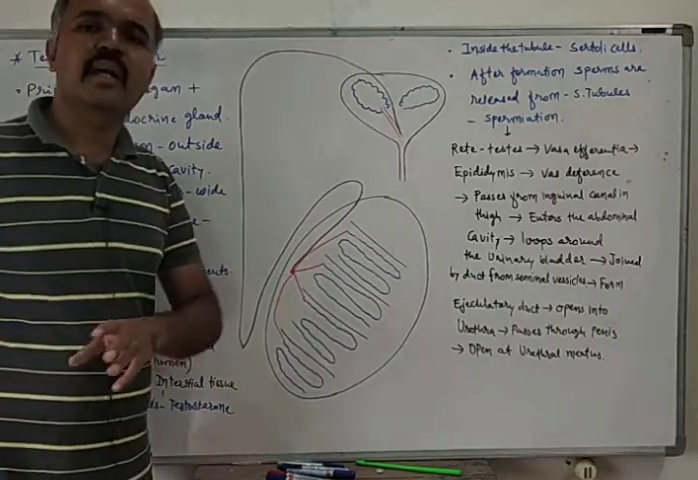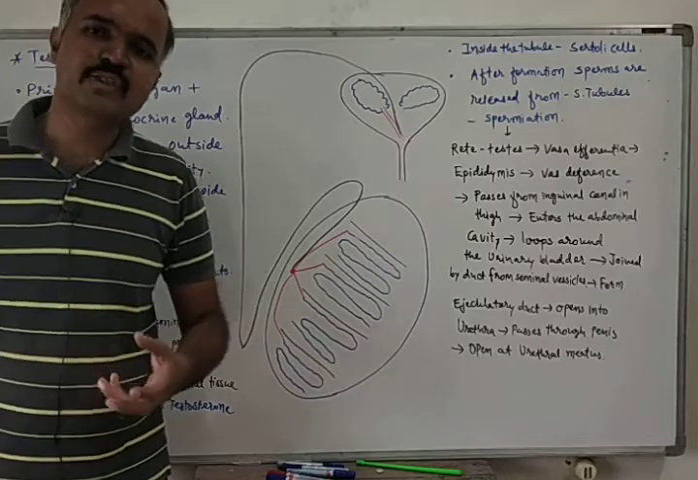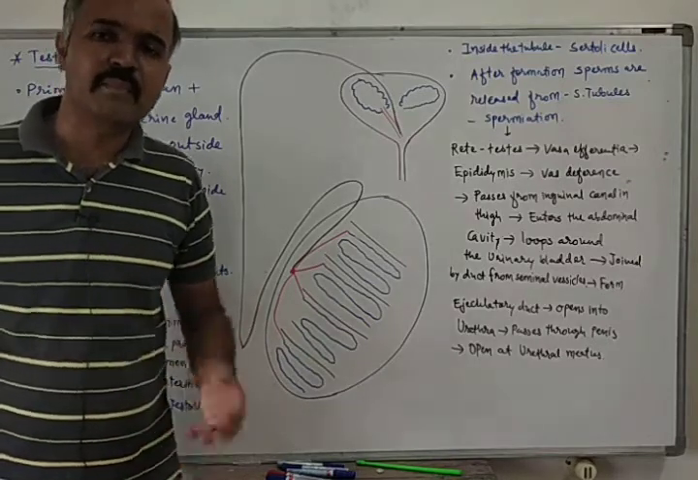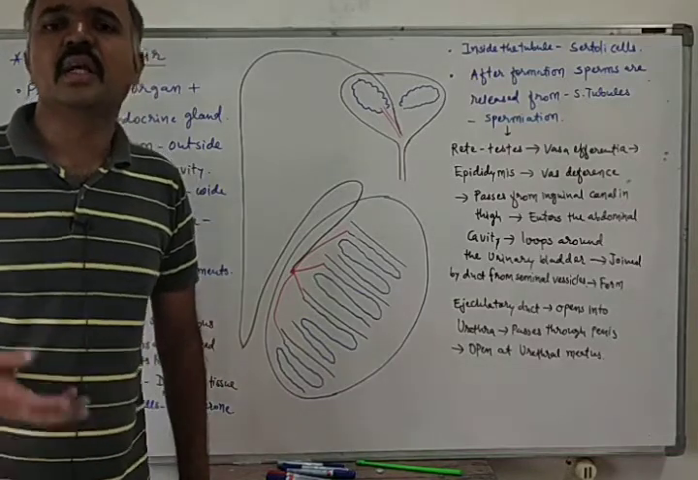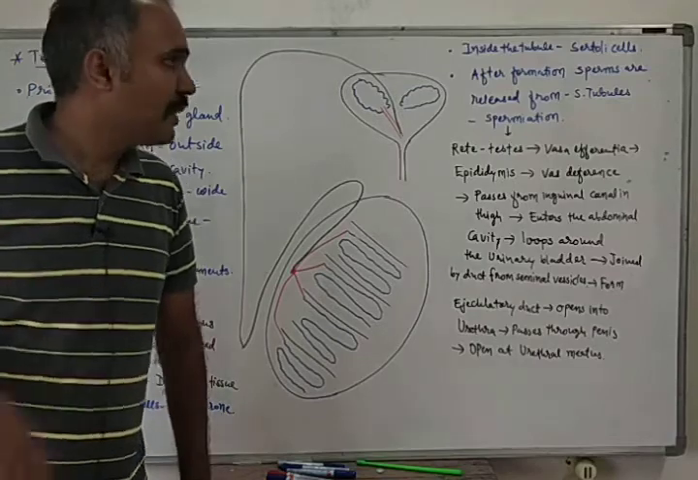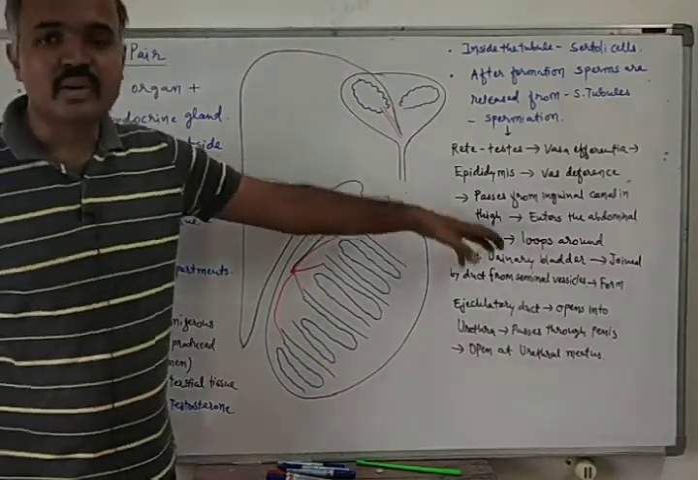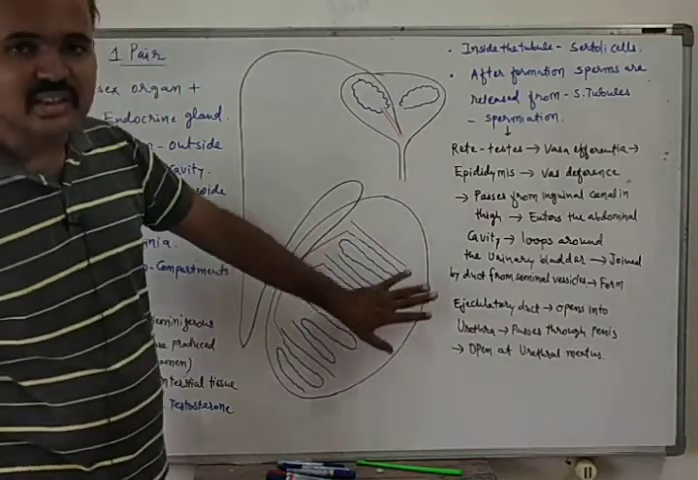When the sperms are produced inside the seminiferous tubules, they get released from the tubules after their formation, and this process is known as spermiation. They will come out into the accessory ducts. So here the topic of the testis is over.